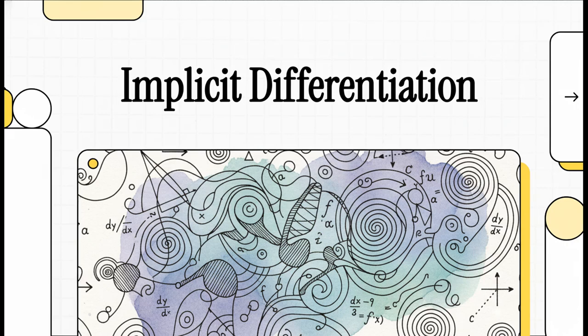Hey everyone, today we're going to dive into a really powerful tool from calculus, one that lets us handle functions when they get, well, a little bit messy. We are talking about implicit differentiation. It's the secret to finding the slope on some pretty tangled up curves.